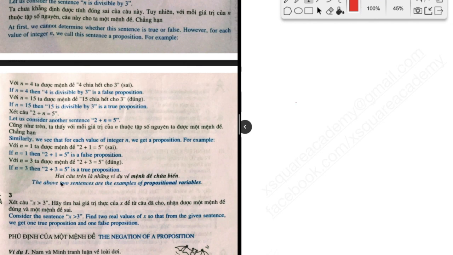And the exercise for you: consider the statement x is greater than 3. Find two real values of x, so that from the given sentence we get one true proposition and one false proposition.